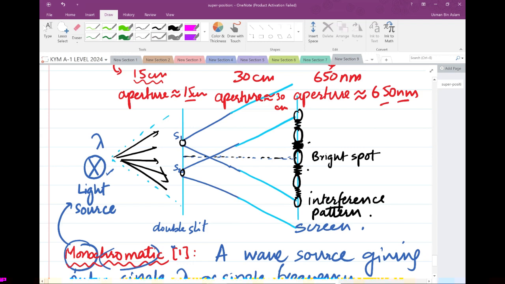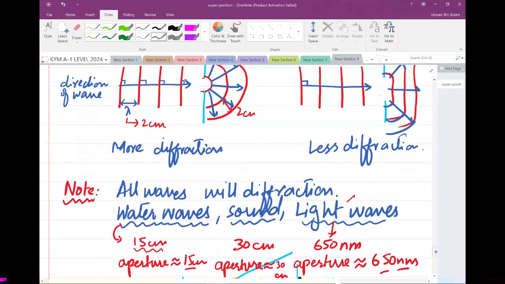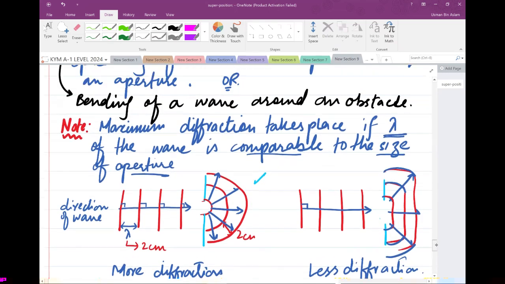If you have water sources, you will have areas where you will see water being displaced to a maximum position, and then there will be some areas where there will be no displacement of water at all. So these bright and dark spots are only for light, but this phenomenon is true for water waves and sound waves as well.